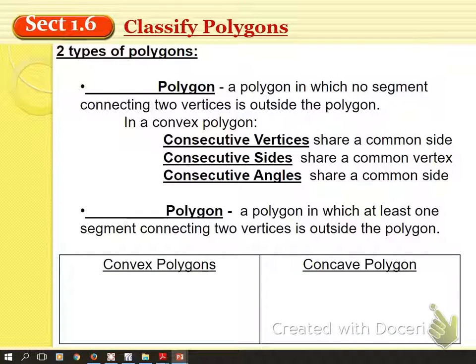Now, there are 2 types of polygons. There are convex polygons. A convex polygon is where no segment connecting 2 vertices is outside the polygon. And I'll show you what I'm talking about. In a convex polygon, consecutive vertices share a common side, consecutive sides share a common vertex, and consecutive angles share a common side. Okay? The other type is a concave polygon, and that's a polygon in which at least one segment connecting 2 vertices is outside the polygon.